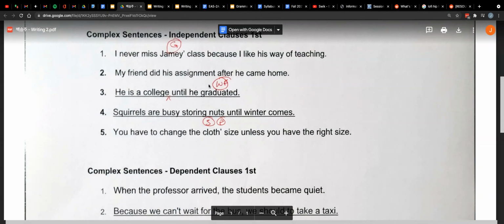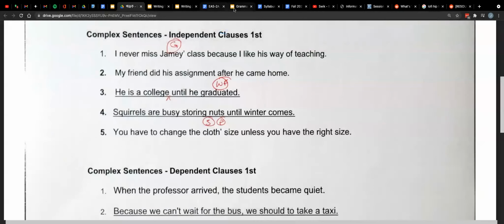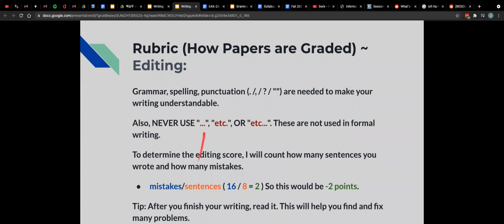So I just want to quickly explain something about writings. Hopefully you've gotten your first writing back by now. You've checked your email and you've got it. But you might be a little confused about the editing grade. So remember, the editing grade looks something like this, right? I talk about counting how many mistakes and how many sentences you have and how many points you lose. So if you had 16 mistakes divided by 8 sentences, that would be 2. So that would be minus 2 points.